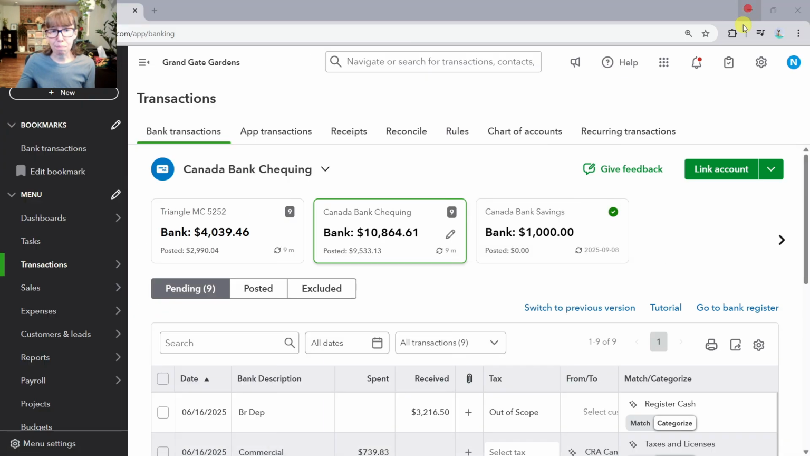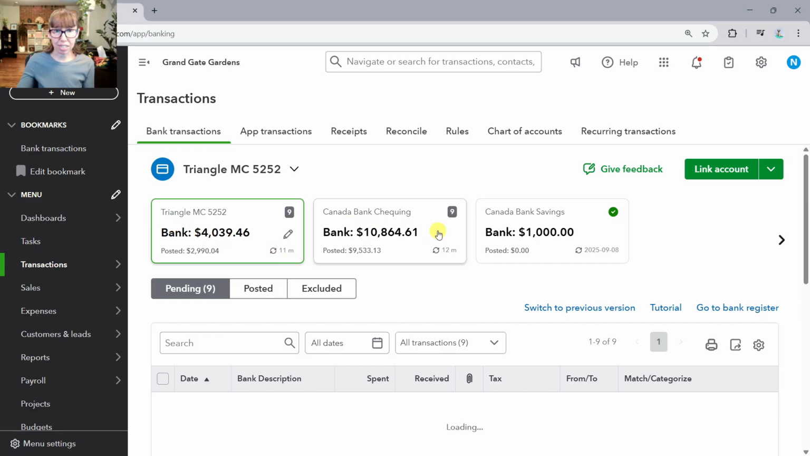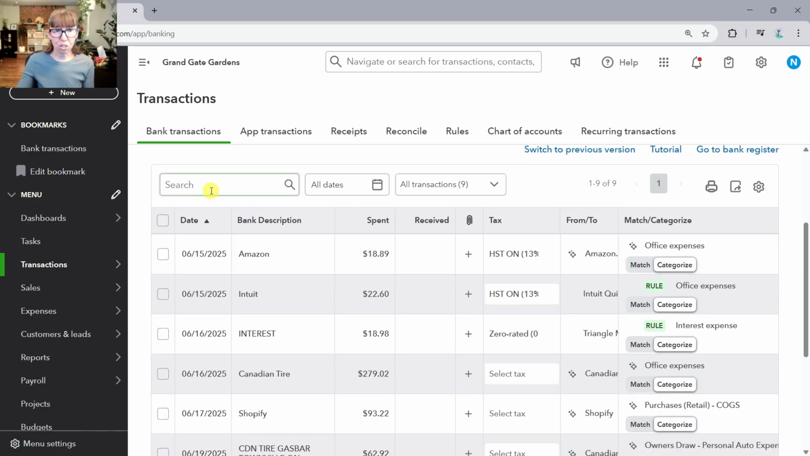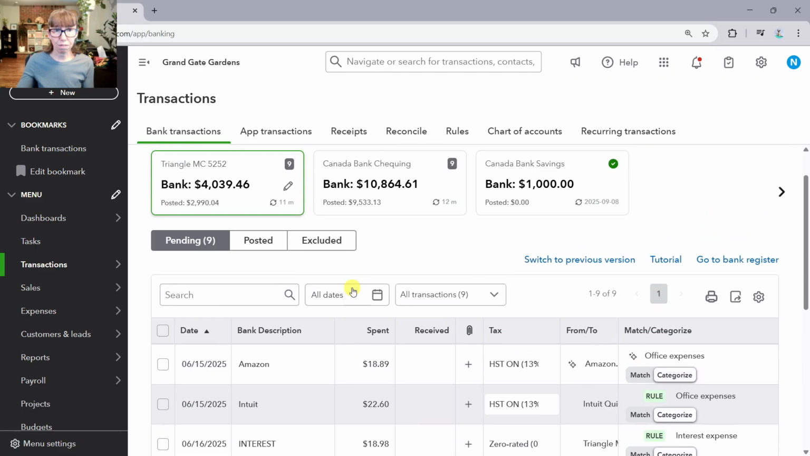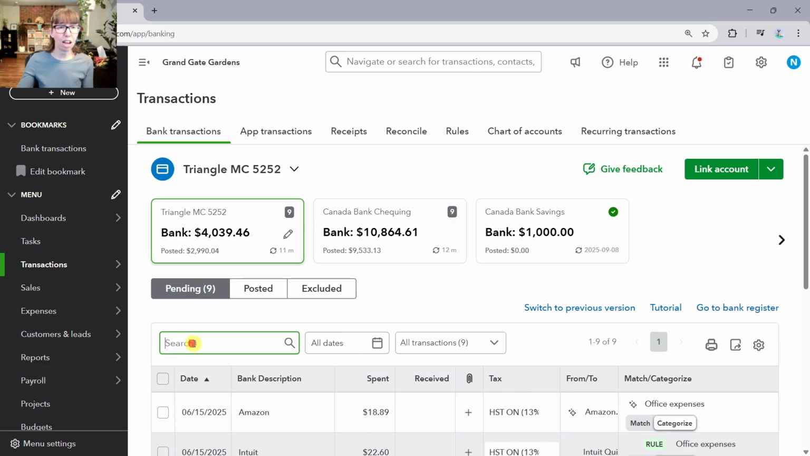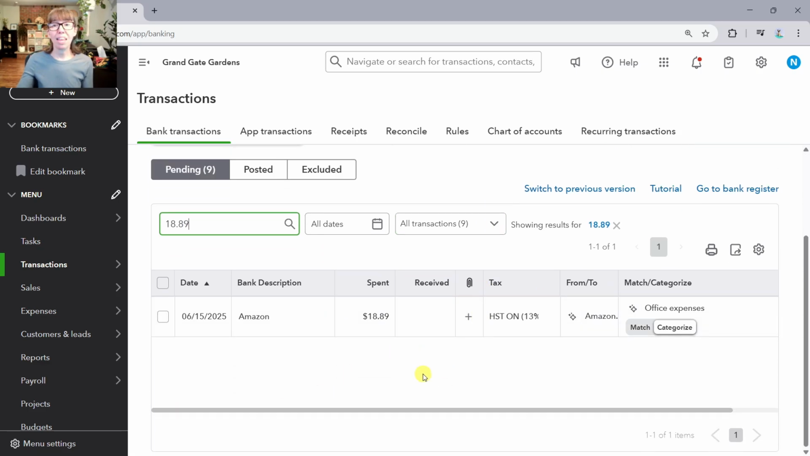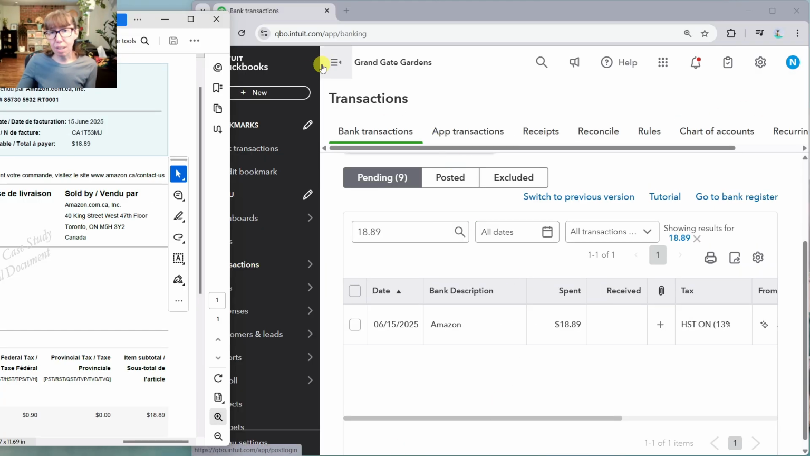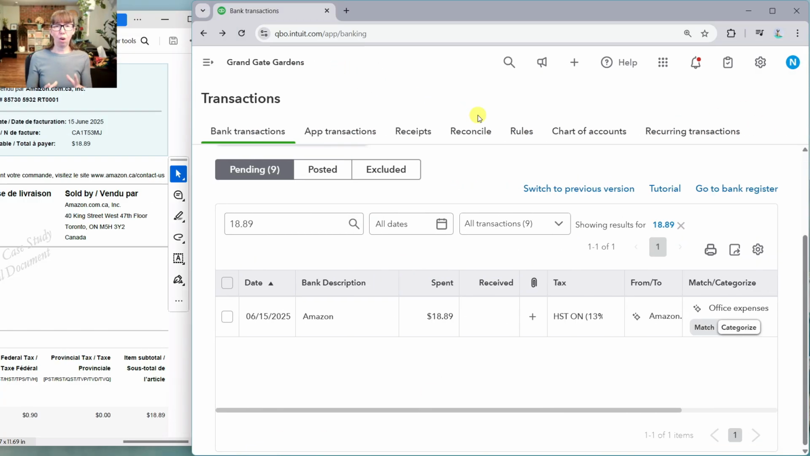And that is the benefit of having the bank feeds in, because we can just look here to see if we can find the Amazon charge. And if there's a lot, you can just use that search to put in the amount you're looking for, and then it will pop right up. So let's go ahead and put this in. Now, some people might ask, why can't we put this in from the bank feed? And you can, but there's some limitations, and I'm going to show you why.